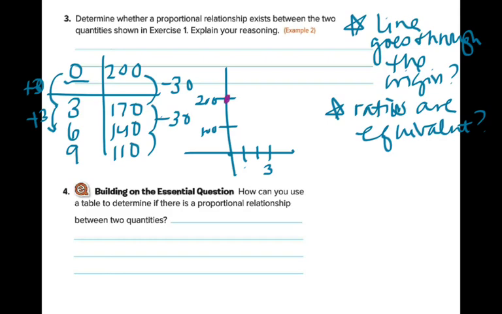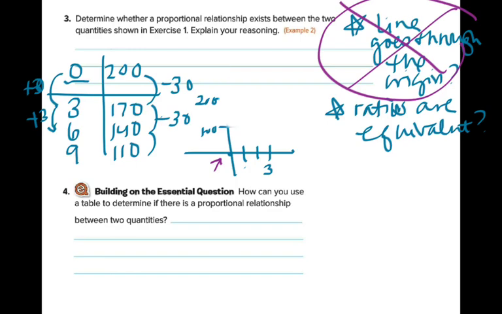Is that line going to go through the origin? Nope, the origin is right here. So it does not pass our first test. So just from our first test of saying, does it go through the origin, we could say, no, this is not a proportional relationship.